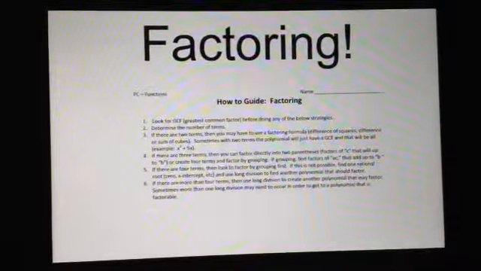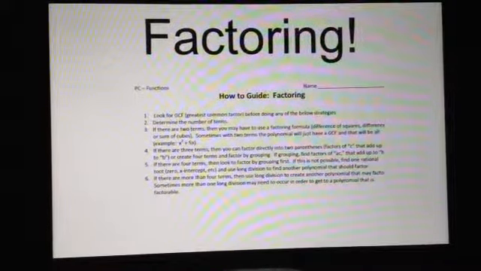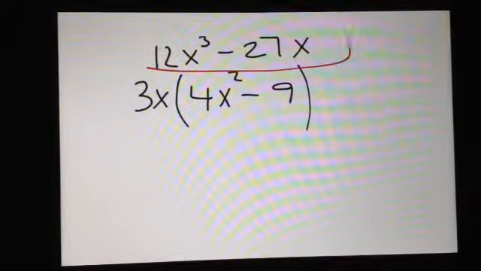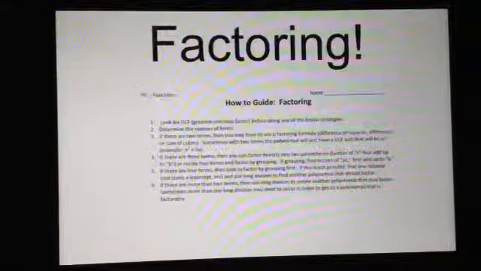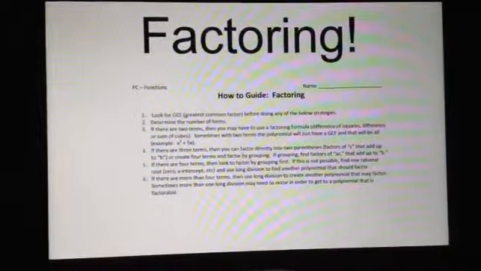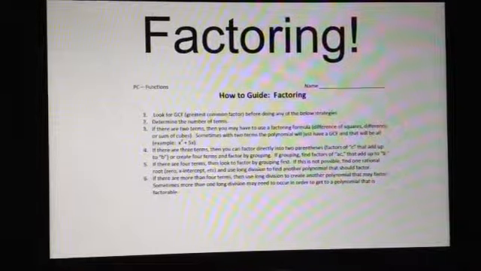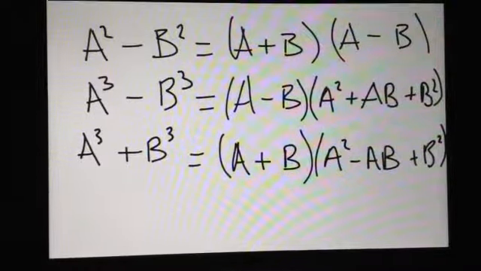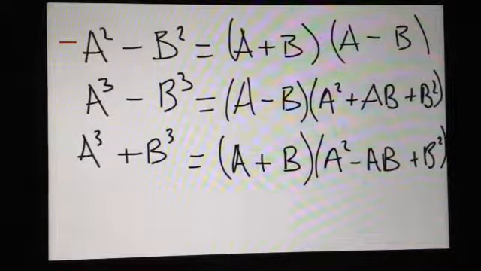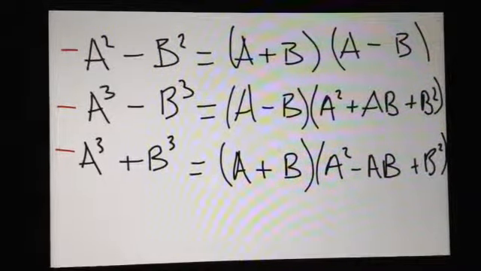The next direction is determine the number of terms. Alright, and right now we know that it has 2 terms right here. So we go back, and if there are 2 terms, you may have to use a factoring formula: difference of squares, difference of cubes, or sum of cubes. Alright, we're going to look at it. This is difference of cubes. This one's difference of squares. This one's difference of cubes, and this is sum of cubes.